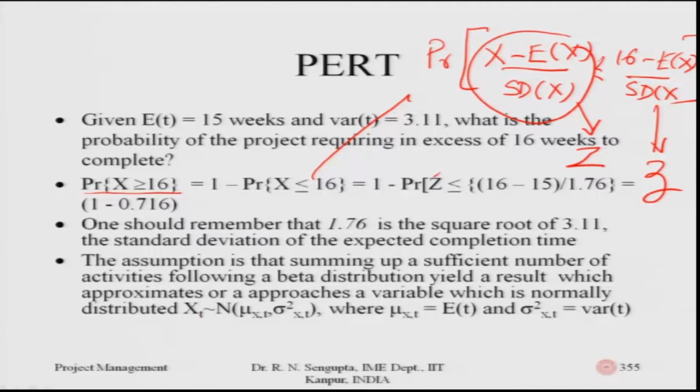So, what is the realized value? It is 16 minus 15, which is 1, divided by the standard deviation. What is the standard deviation? If you remember, it is 1.76, which is the square root of 3.11. So, you can find out that value, and it is 1 minus 0.716. I am giving a very rough value, it will be something less than 30%. So, about 28 point some value of the work is still pending in case the project has exceeded the 16th week.